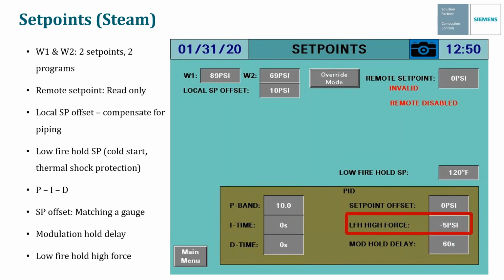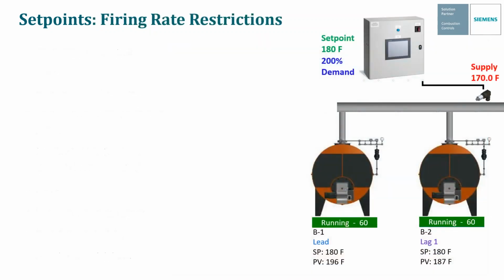Low fire hold high force, or LFH high force. This is probably the most complicated parameter to discuss. Basically, this is here in order to prevent the boiler from tripping out on its operating limit when it's being called to be at 100% firing rate, but it's actually going above its local set point. The best way to explain this is to use an example. So we're going to dive into an example here of a 2-boiler system.